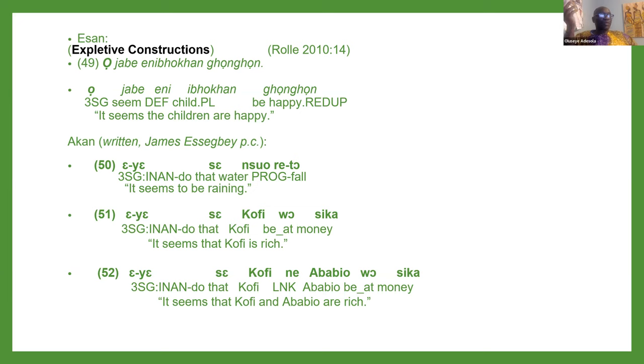The same thing applies to Akan, in which case the third person singular pronoun that is used as a non-agreeing resumptive pronoun is used to provide a subject in Eyese Nsuroto, it seemed to be raining, it seemed that Kofi is rich, and even when you are plural, it's this third person singular pronoun in the subject position. But for the most part, this is like an expletive construction.